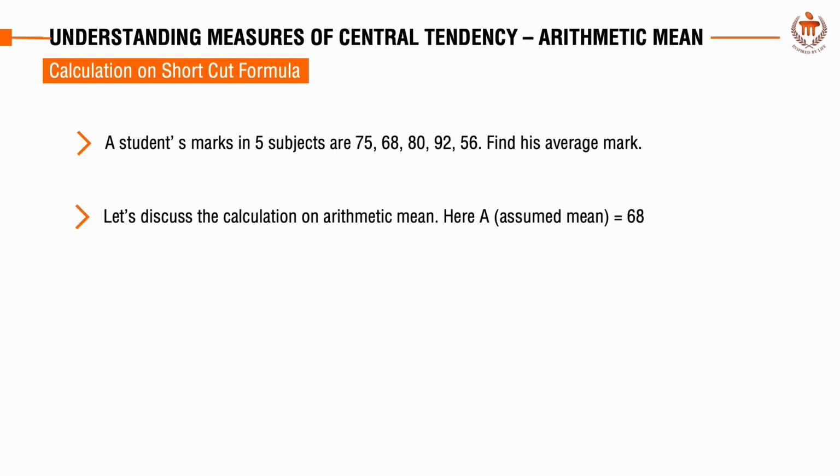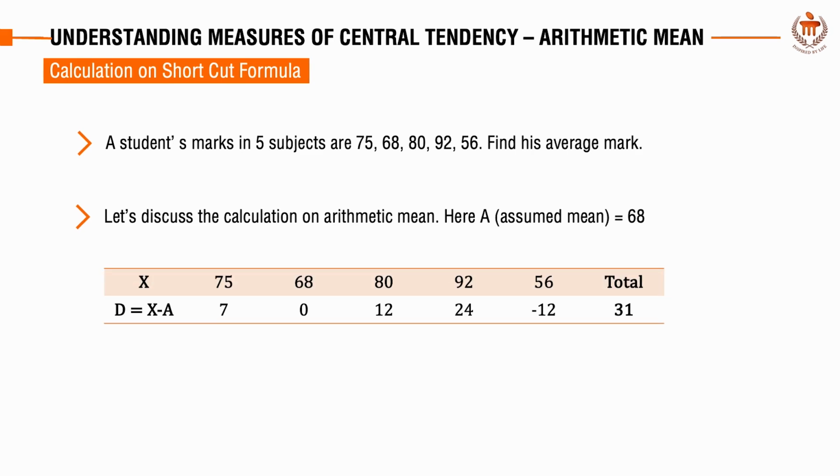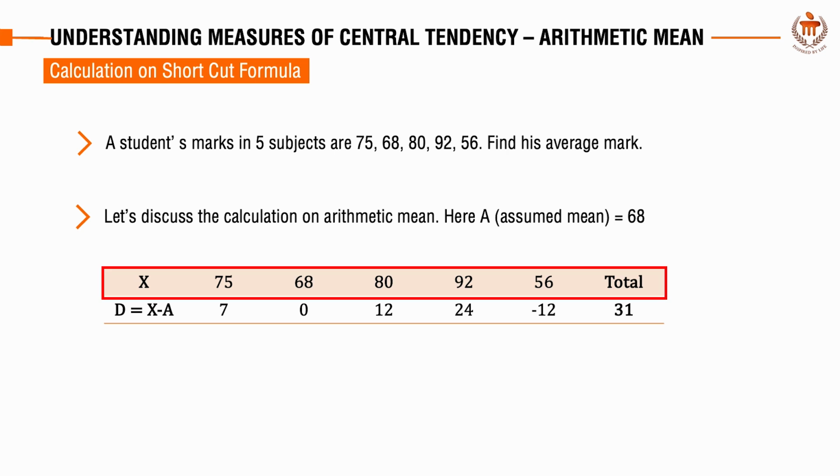And I want to know the average marks of this class. For this, I can either apply the direct formula, adding them and dividing by 5, or I can calculate by the assumed mean method. Out of these observations, I randomly consider one observation as the assumed mean. Let that observation be 68. Then I'll find the difference of all the numbers from 68.